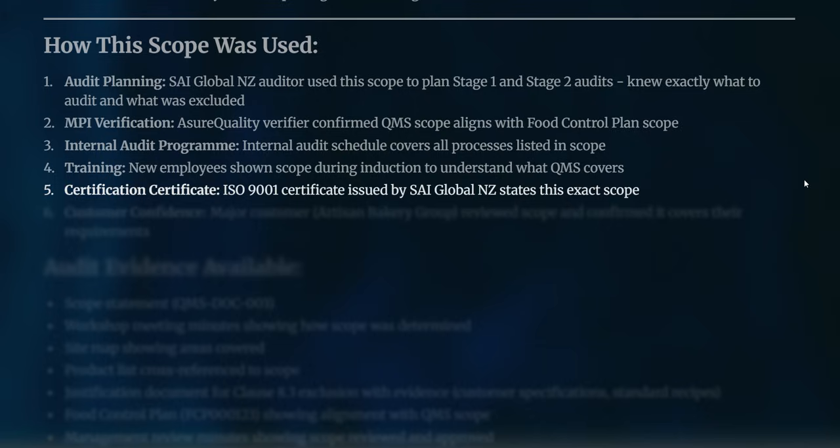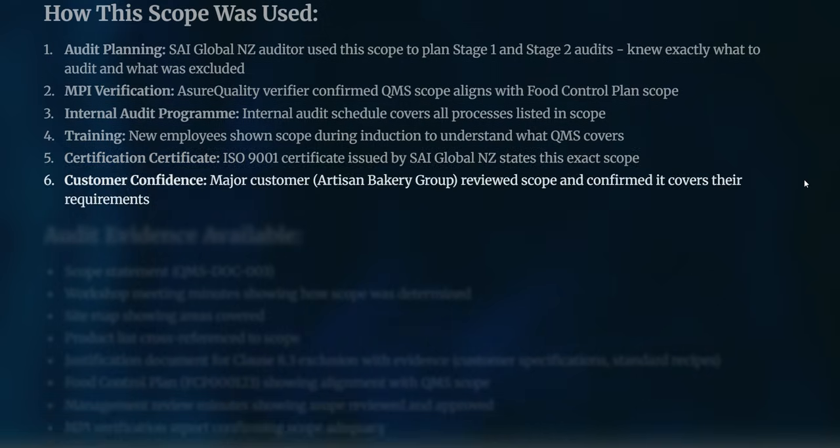It was used for certification, the ISO 9001 certificate issued by SAI Global New Zealand, which states this exact scope. And it was used for customer confidence. Major customers like Artisan Bakery Group viewed the scope and confirmed it covered their requirements. So you see the benefit when you have a comprehensive scope. You don't need to struggle to gather the documents. A scope will be enough to show the real picture to the interested parties.